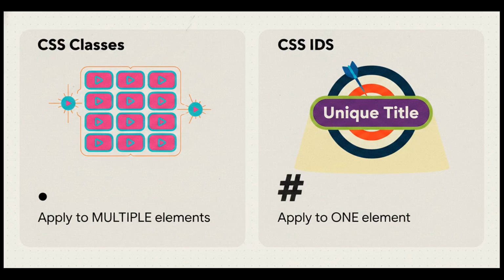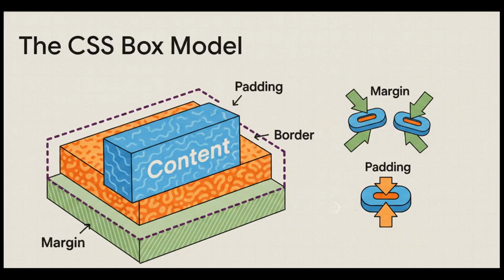Knowing when to use a reusable class versus a strict, unique ID is really the secret sauce for writing clean, efficient, professional code. Once we've targeted an element, we have to deal with the CSS box model.